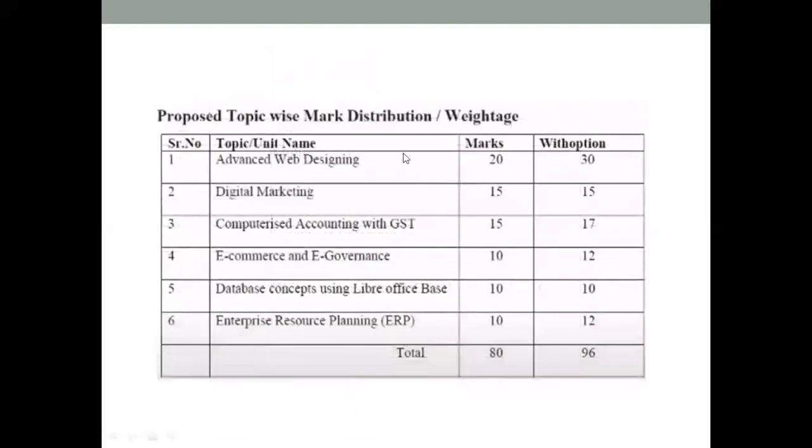See here, for the commerce section, the weightage is: advanced web design 20 and 30, digital marketing 15 and 15, computerized accounting with GST 15 and 17, e-commerce and e-governance 10 and 12. This is the way they have given the weightage topic wise. So hope you understand it.